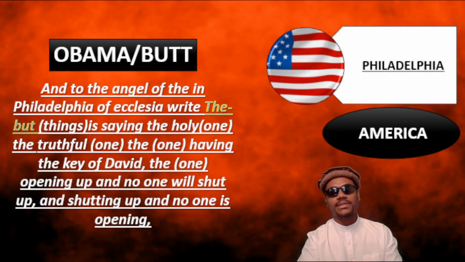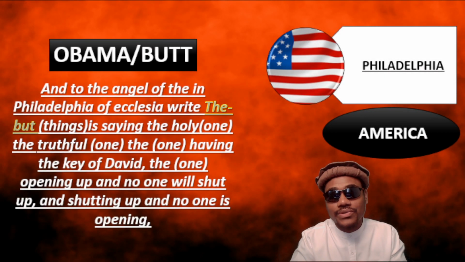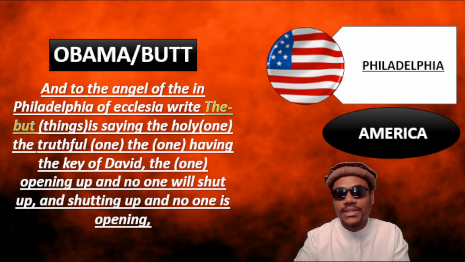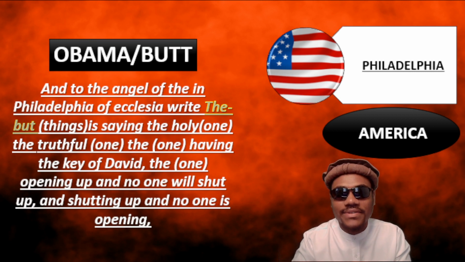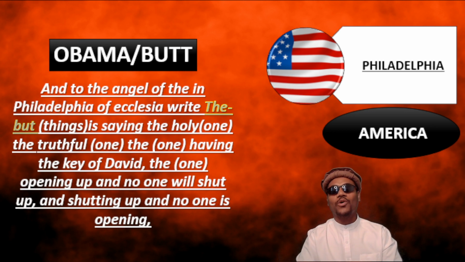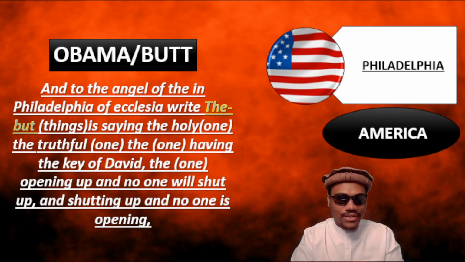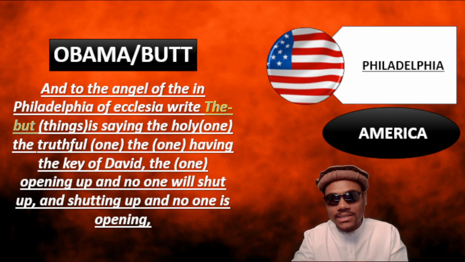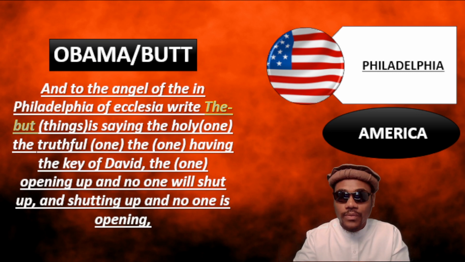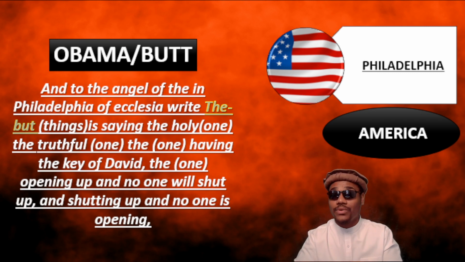Alright, so what is he saying? He's saying, Obama is saying, and to the angel in Philadelphia of Ecclesia, write the but things is saying, the holy one, the truthful one, the one having the key of David, the one opening up and no one will shut up, and shutting up and no one is opening. So there you go, the liar. He is lying against, claiming to be the holy one, the truthful one, stealing titles again, knowing he's not that.